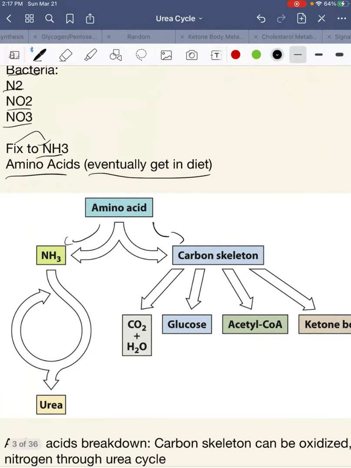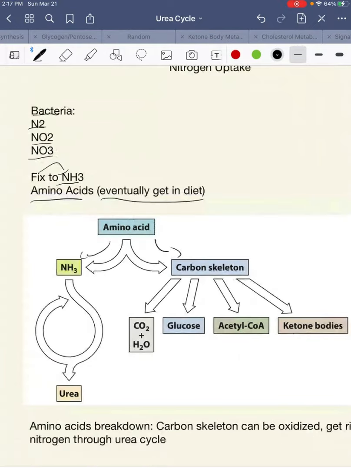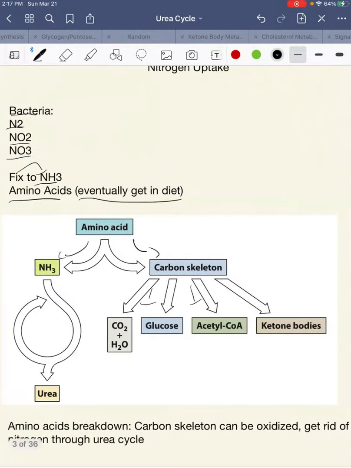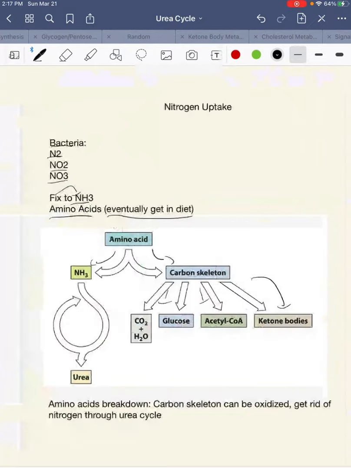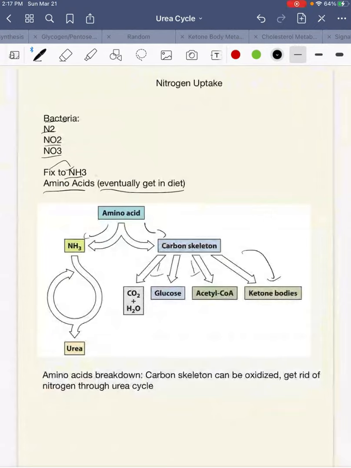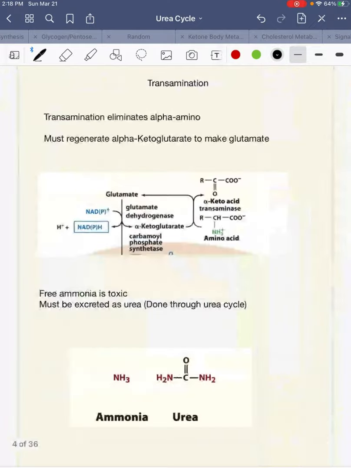So you have glucogenic amino acids and ketogenic amino acids. Glucogenic will end up here, and ketogenic end up as ketone bodies, but the carbon skeletons for both are used to make energy for the cell. So, like I said, in amino acid breakdown, the carbon skeleton is oxidized, and then we get rid of the nitrogen through the urea cycle. Okay. So let's go over the transaminase reaction and why we need to get rid of ammonia.